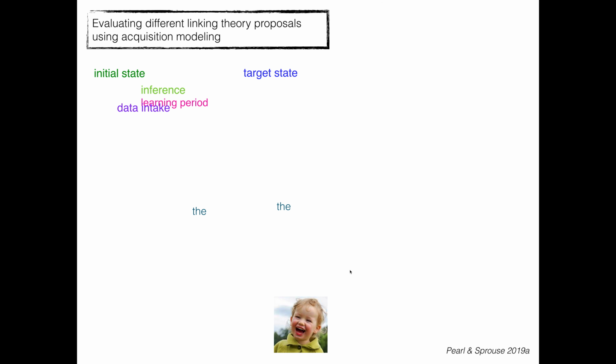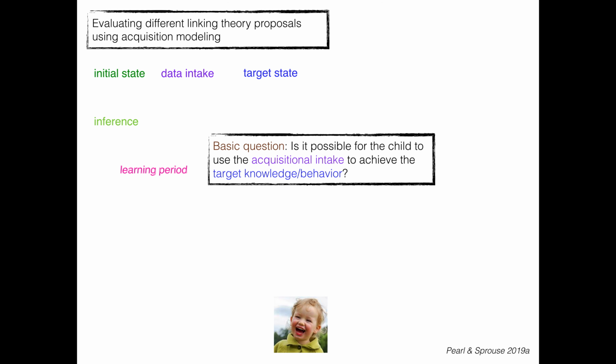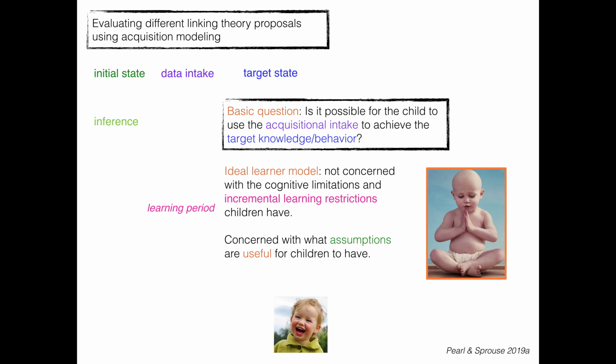So, okay, now here is our basic question. Is it possible for the child to use that acquisitional intake to achieve the target knowledge and behavior of verb classes, right? That's our very basic question. What this means is that here what we're going to use is something called an ideal learner model. It's not going to be concerned with the cognitive limitations and incremental learning restrictions that children have, for example, having a fixed learning period, right?